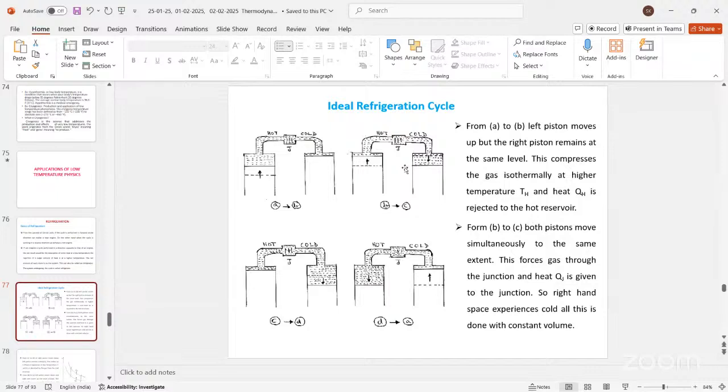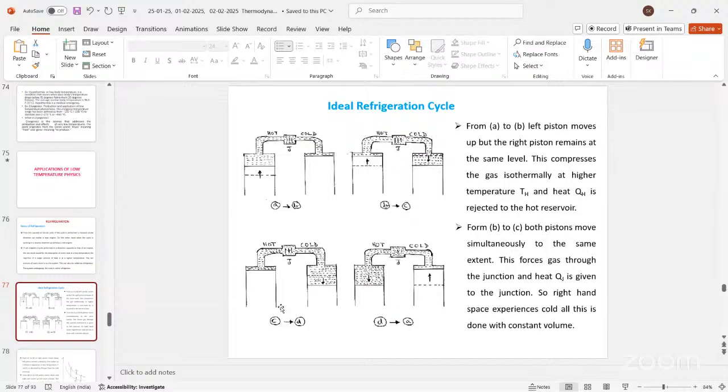And what will happen in the second one, B to C? From B to C, both pistons move simultaneously to the same extent. This forces the gas through the junction, and heat QJ is given to the junction. The right hand space experiences cold at a constant volume.